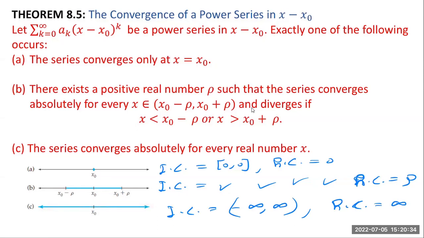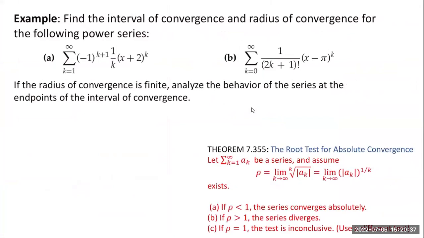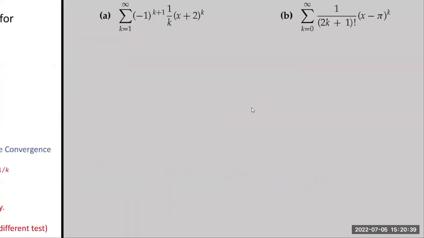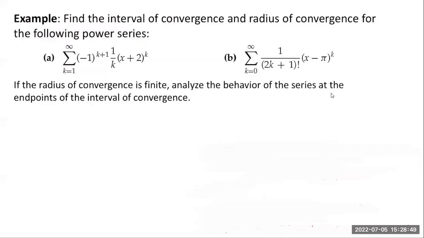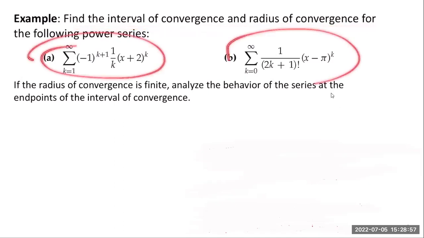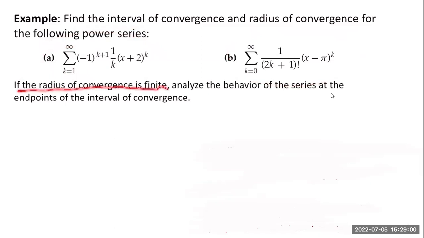All right, let's move on. Let's work on some examples now. This is the example that I want to go over. Find the interval of convergence and radius of convergence for the following series. These are the two series given to us. If the radius of convergence is finite, analyze the behavior of the series at the endpoints of the interval of convergence. Okay, so let's work on the first part.